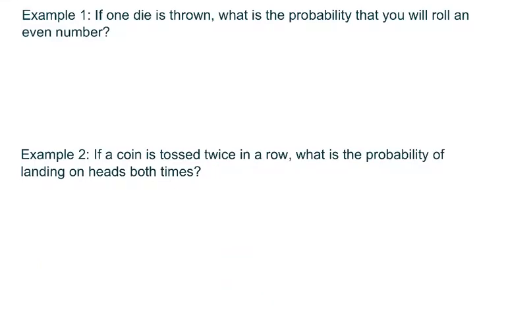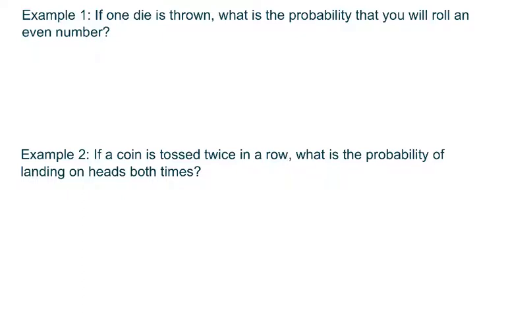Here's some simple examples. If one die is thrown, what is the probability that you will roll an even number? Now, the assumption here is that all outcomes are equally likely. If you have a fair die and you roll it, getting a 1 or getting a 5 or getting a 3 should all be equally likely outcomes. What is the probability of rolling an even number?